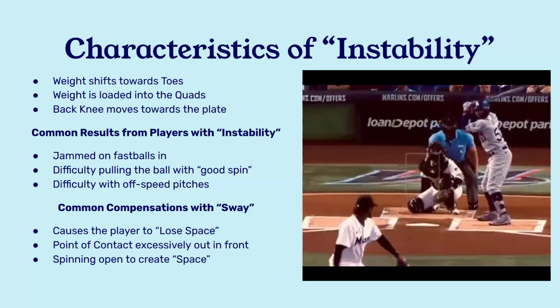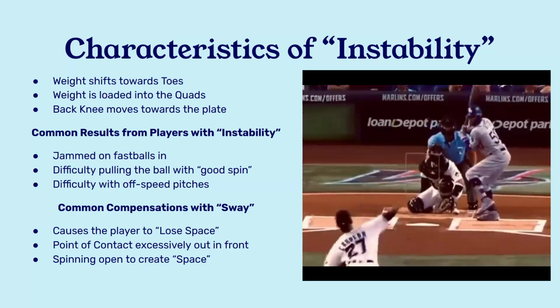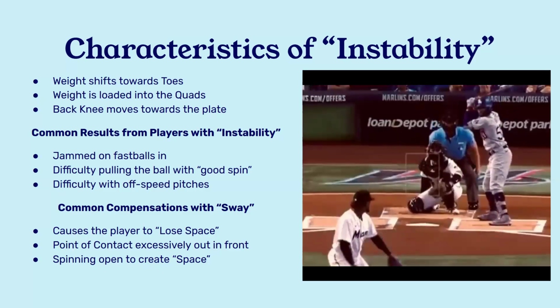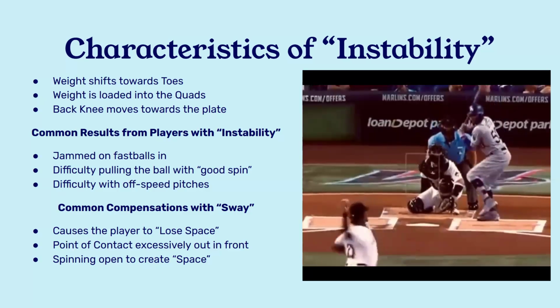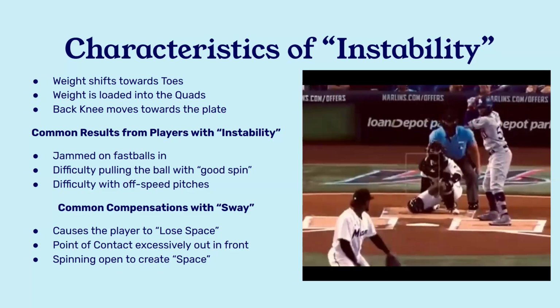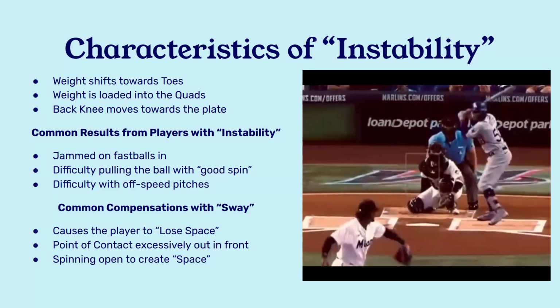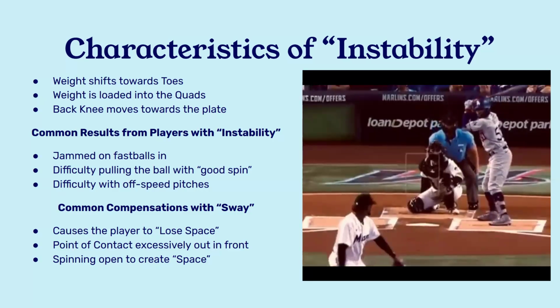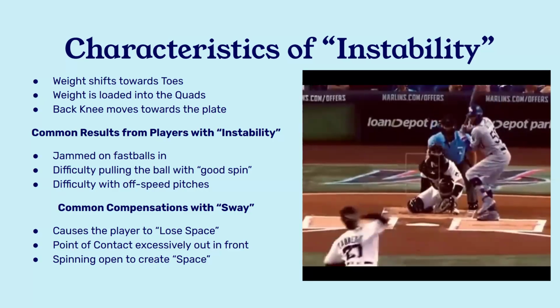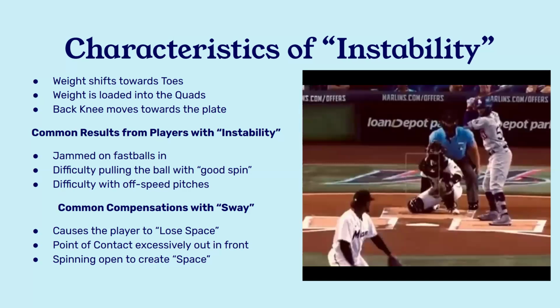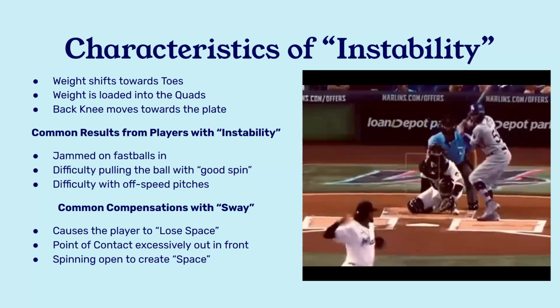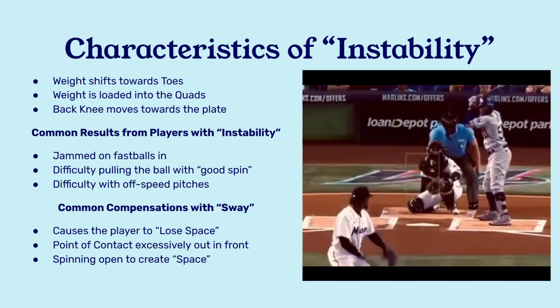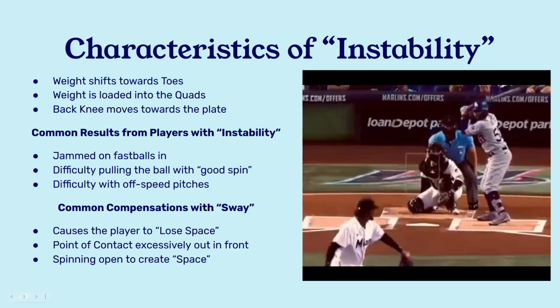Common compensations we see with sway. Again, the biggest one we see is that it causes players to lose space and their pelvis drifts towards the plate, which makes it more difficult for them to move the barrel along the pitch line. The point of contact will sometimes be excessively out in front as a compensation for no space. And again, we see a lot of hitters that will spin open with their front side in order to create some sort of space that's been taken away by a lack of stability.